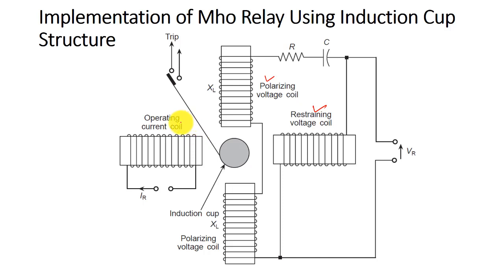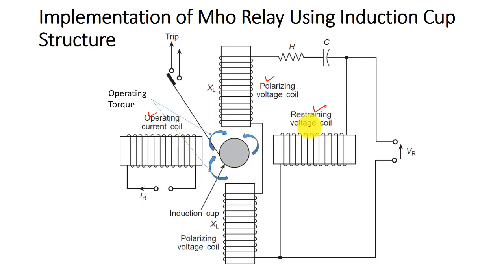And similarly the operating current coil and the polarizing voltage coil, this will be your directional element, a combination of these two. So these two will combine to give us the operating torque. Now you can see this is your operating torque. So operating torque will be developed by the interaction of the flux produced by the operating current coil and the polarizing voltage coil, which are combinedly known as the directional element.